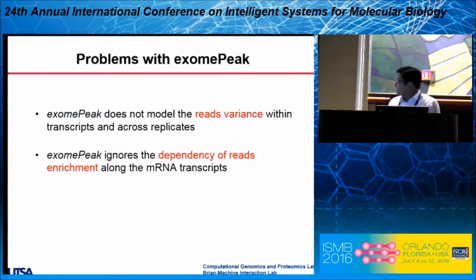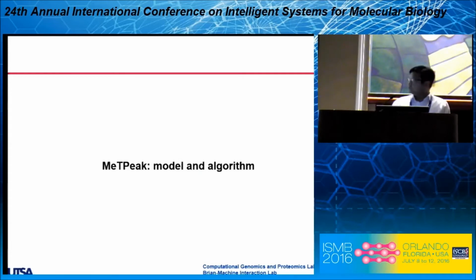However, the problem with exomePeak is that it doesn't really consider read variance. This is a huge problem in MeRIP-seq. And also, it doesn't consider the dependency of the reads across different sites. So this is what we set out to address with this new algorithm.